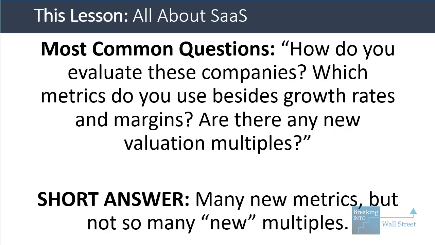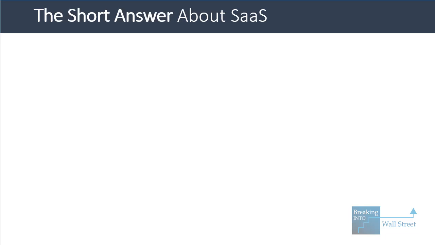There are technically a few valuation multiples such as free cash flow or unlevered free cash flow multiples that are maybe more applicable to SaaS companies than they are to normal tech companies or normal companies in general, but they're not really new. They still exist. They're just more applicable in this industry. The real answer is about the different metrics and ratios that you look at, which is why this tutorial is all about those metrics and ratios.